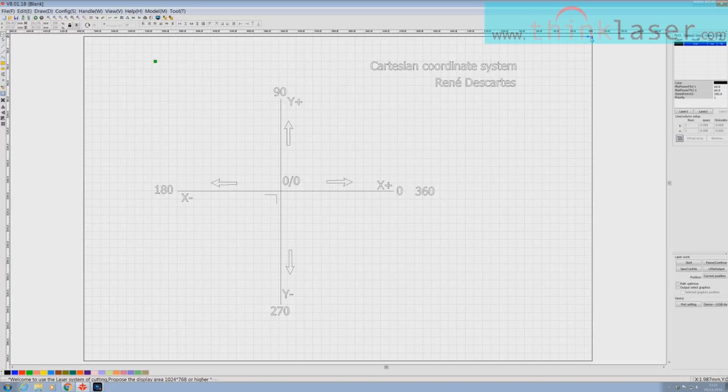So that's the definition of our first 0, 0, which is the machine 0, 0, which is tucked up in that corner there. And it's moving in an x minus and a y minus coordinate system. So our work table is in the third quadrant. That's enough of that mathematical stuff.